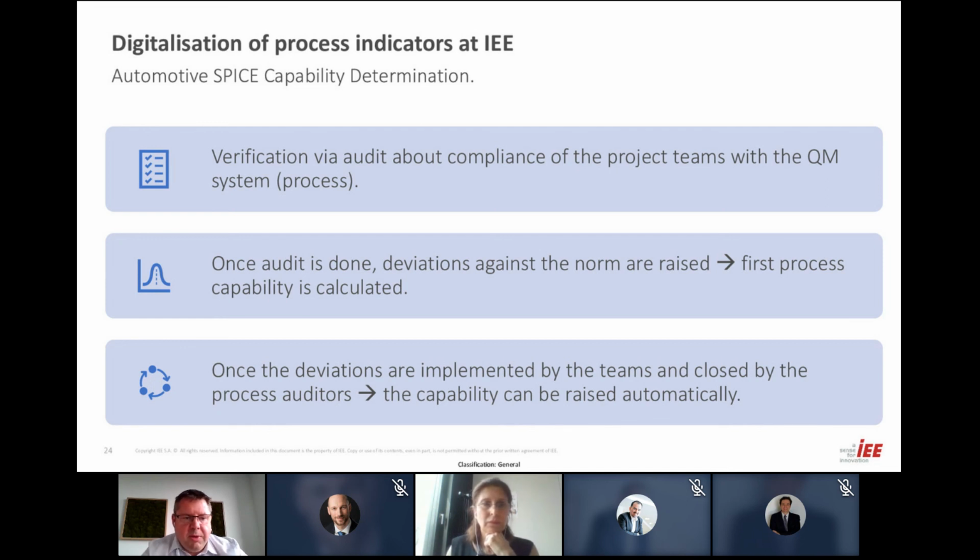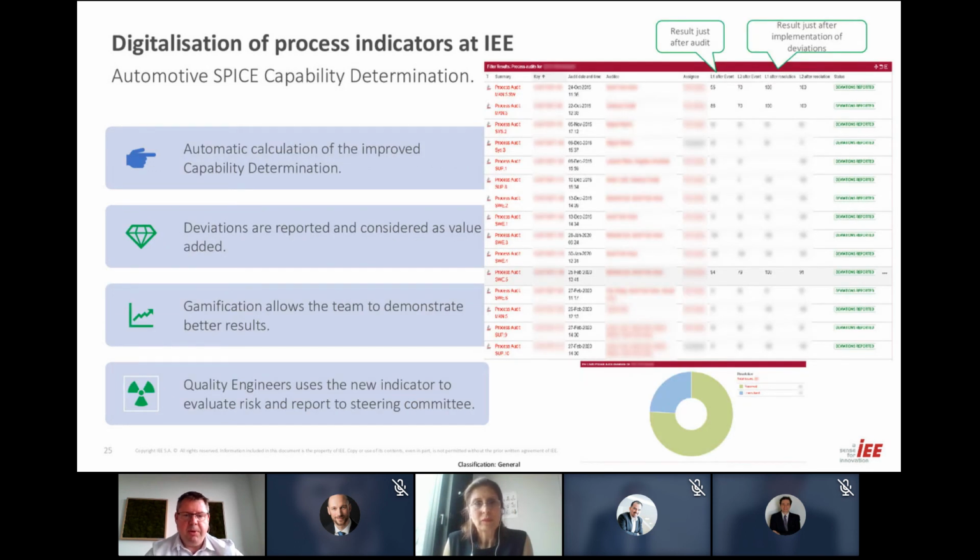The last one is about the Automotive SPICE capability determination. We do verification via audits about the compliance of the project regarding our quality management system. At the same time, we verify that they are compliant with Automotive SPICE, and there we raise deviations. Those deviations allow us to first calculate a first capability, and then once the deviations are closed and implemented, the calculation is done automatically. And I can show you here an example.